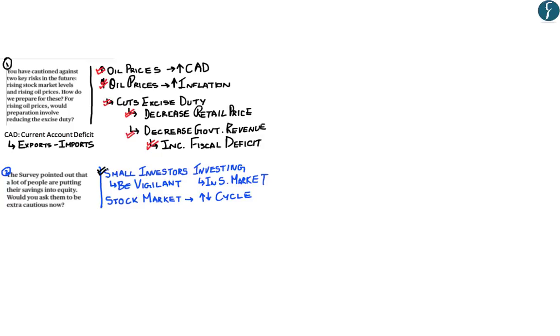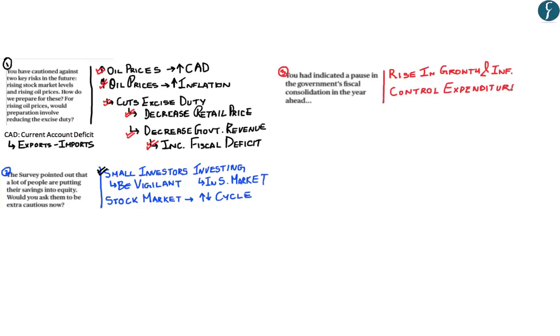Now let us understand the third question. The third question is regarding the recommendation of the economic survey and the chief economic advisor for a pause in government's fiscal consolidation. According to the chief economic advisor, growth in India is reviving and also inflation is slowly rising. And therefore, he recommends that the government should be cautious about its expenditure and meeting its fiscal deficit target. As we know, a rise in government's expenditure fuels inflation in the economy, and therefore the chief economic advisor advises for fiscal consolidation.